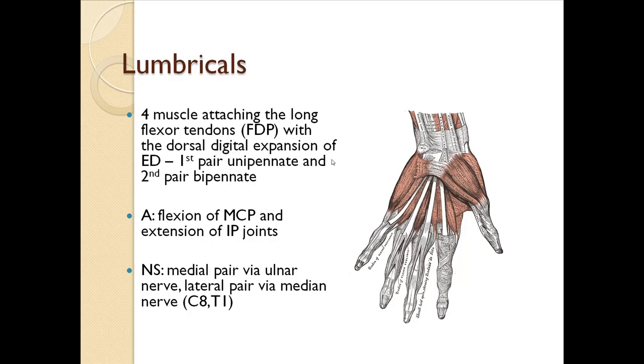So the first lumbrical here that we can see on the medial side is a unipennate muscle. Then there's another unipennate muscle here, both sitting on the radial side of the tendons of flexor digitorum profundus, going into the radial side of the dorsal digital expansion. These two muscles here, the one to the ring and the one to the little finger, are bipennate muscles going from adjacent sides of flexor digitorum profundus, blending into the dorsal digital expansion of the ring and the little finger.